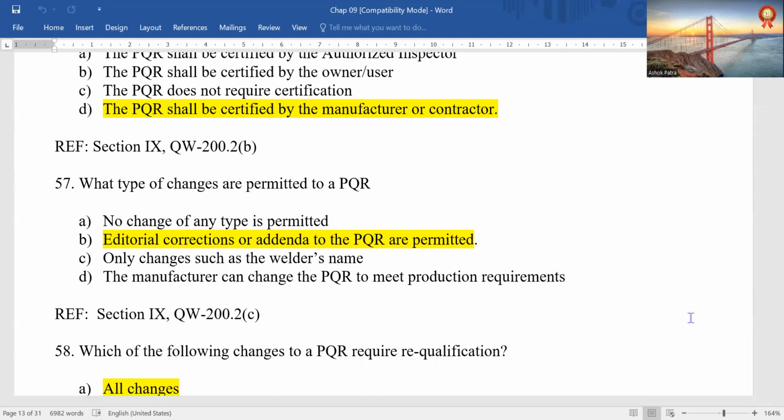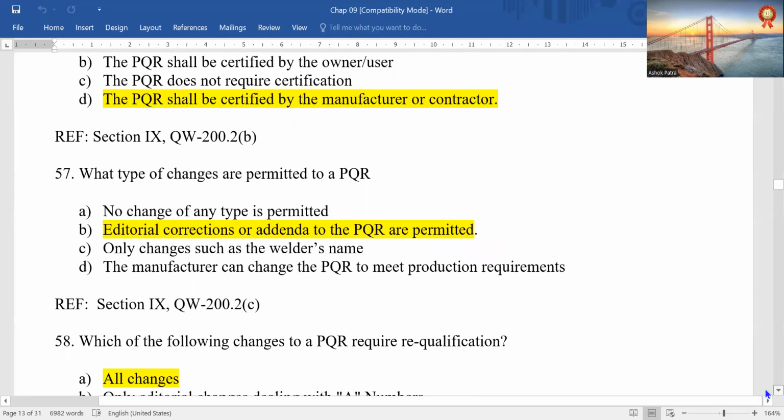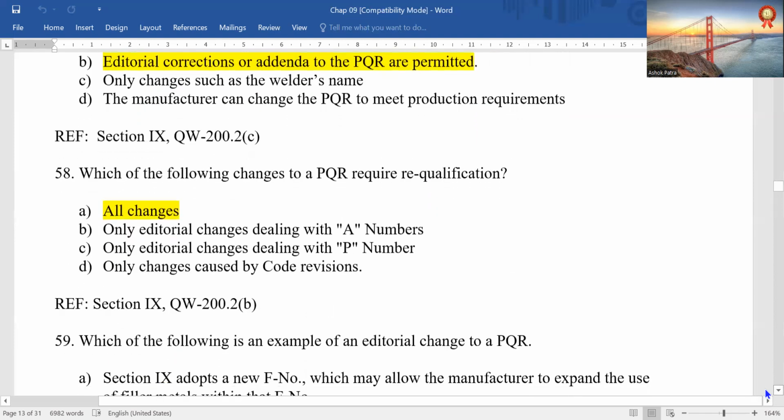What type of changes are permitted to a PQR? Editorial corrections or addenda to the PQR are permitted. Please don't mind these references, maybe these are old. Correct, no problem. Need some corrections. The answer is okay.